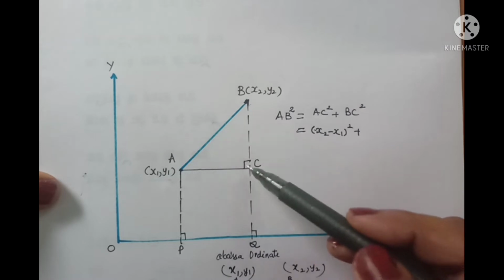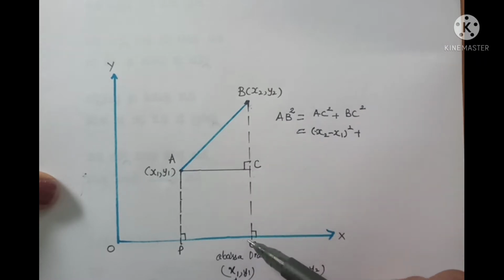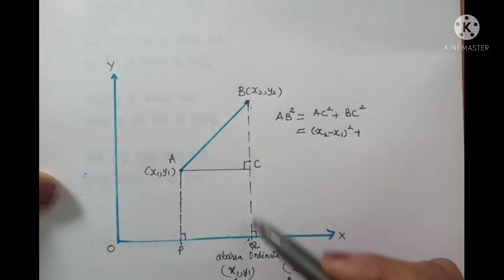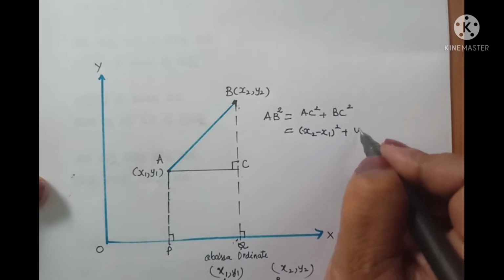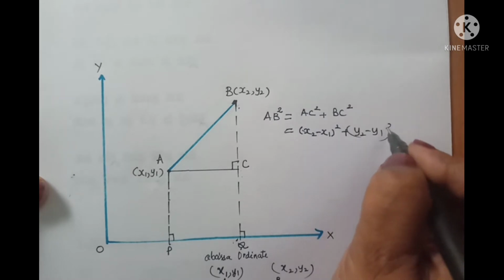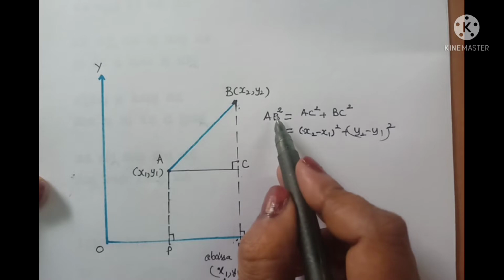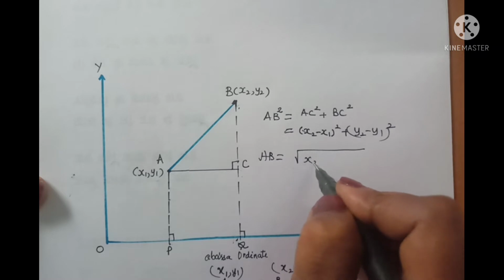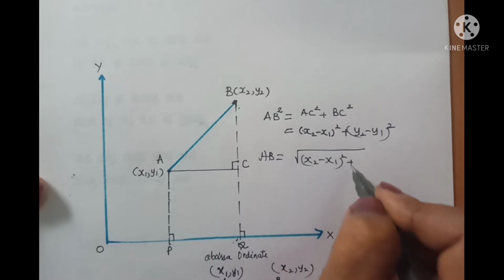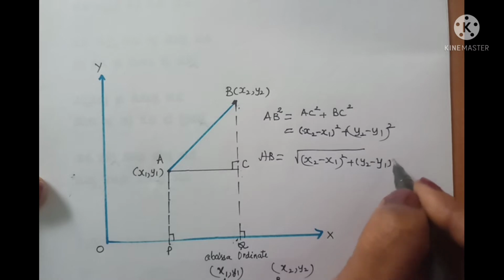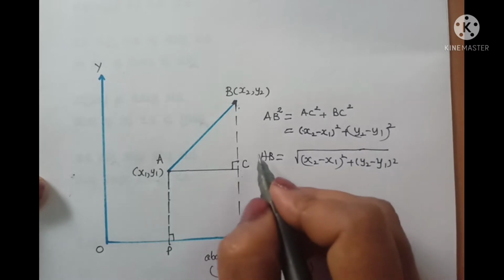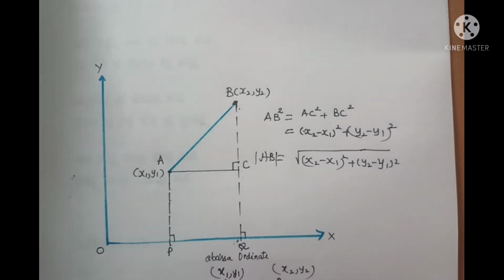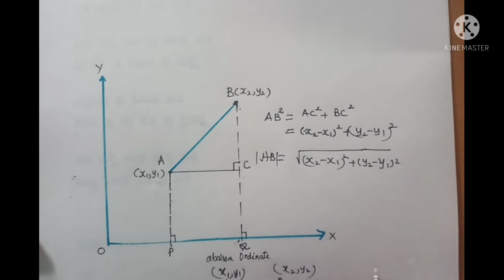And similarly BC is equal to BQ minus CQ, and BQ is y2. The height of BQ is y2 and the height of CQ is y1. So I get (y2 minus y1) whole square. Very easy. So removing the square from here, I get AB is equal to the square root of (x2 minus x1) whole square plus (y2 minus y1) whole square, and we are done. We put a mod so as to take only the positive value, as distance is a scalar quantity. So this is the derivation of the formula, and it is very easy.